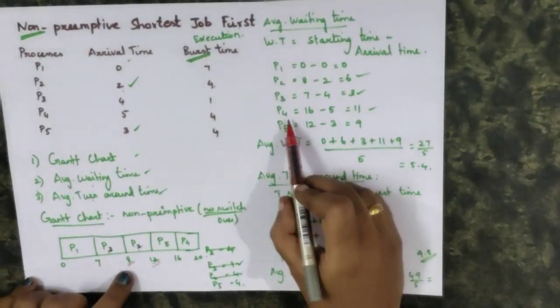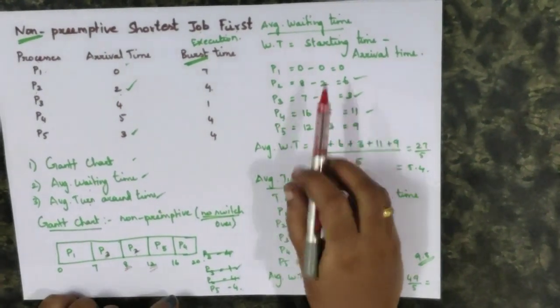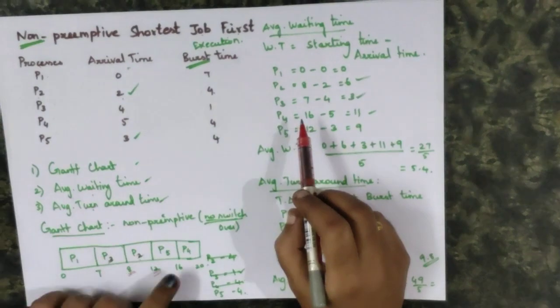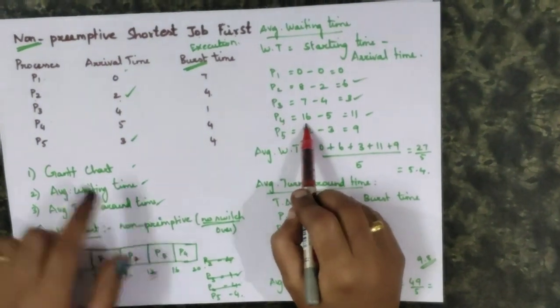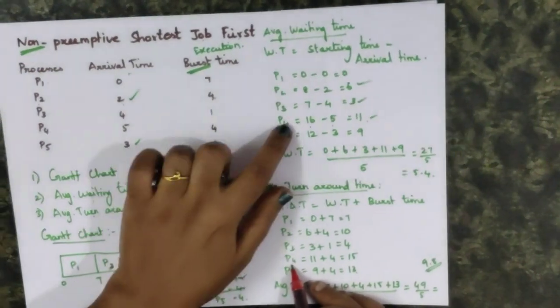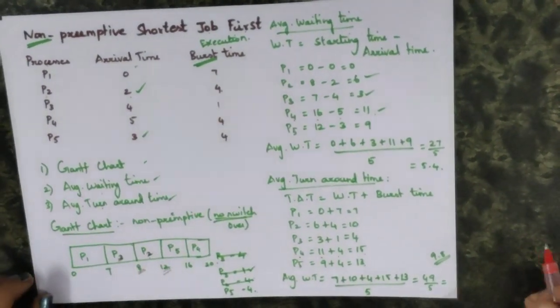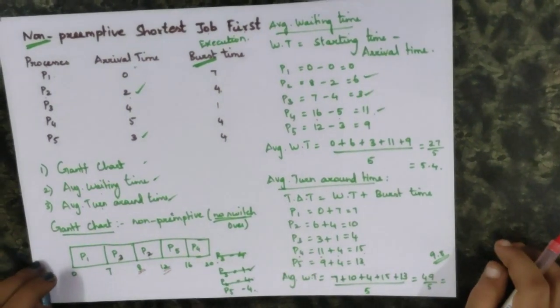Let us discuss one example, that is P4. The formula is starting time minus arrival time. P4 starting time is 16 and its arrival time is 5, hence 11. And for the same P4 the turnaround time is the waiting time 11 plus the burst time 4, that is 15. So this is the way of finding non-preemptive shortest job first.